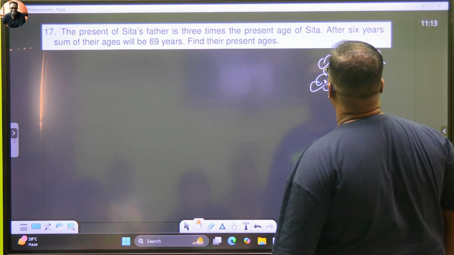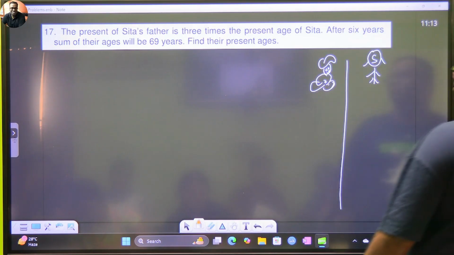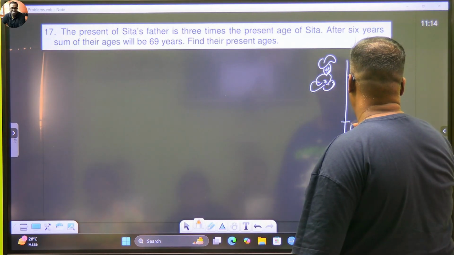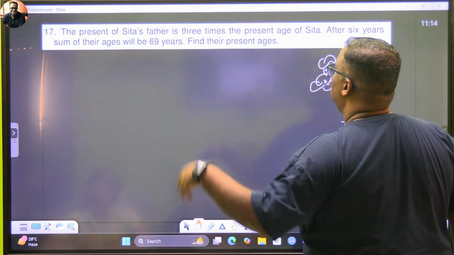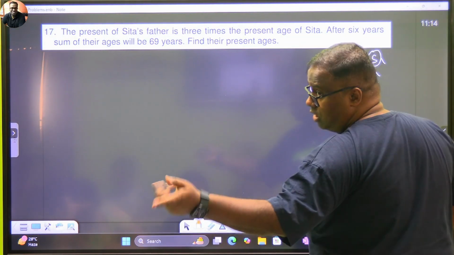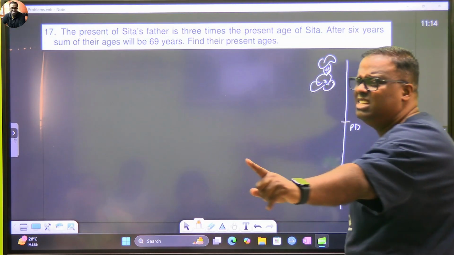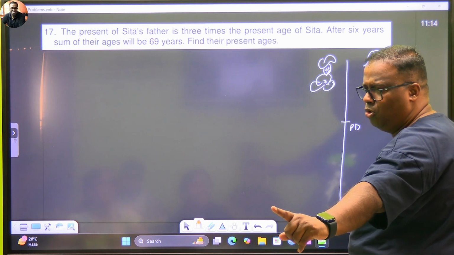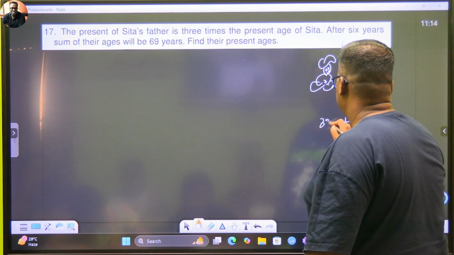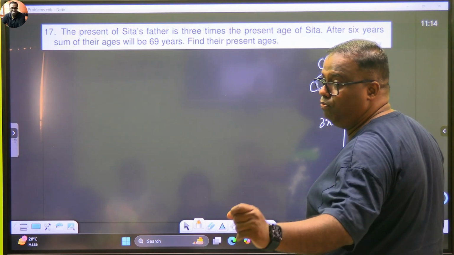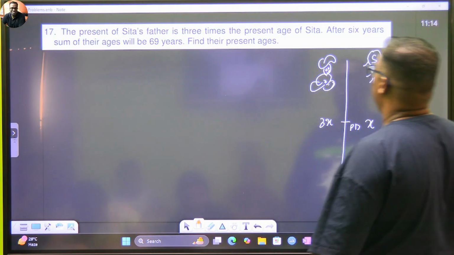Sita's father. The present age of Sita's father is 3 times the present age of Sita. Any day Sita cannot be elder than her father. So x and 3x. Assignment of variable complete. Next step.